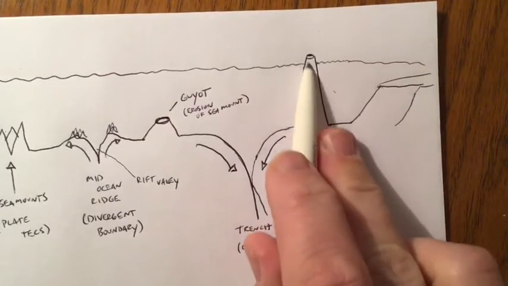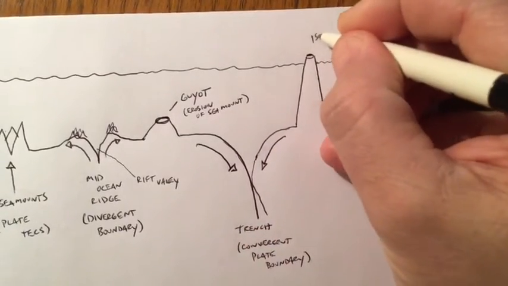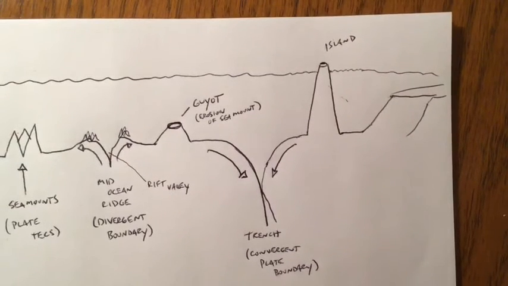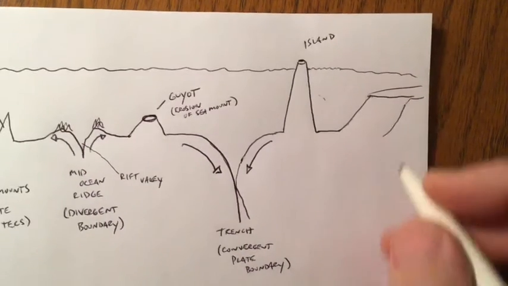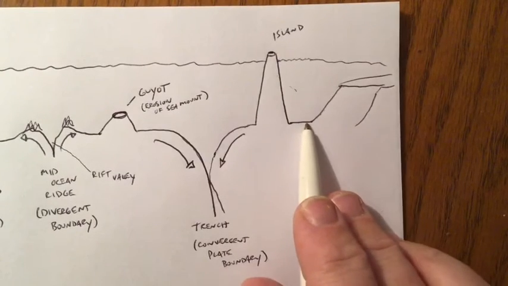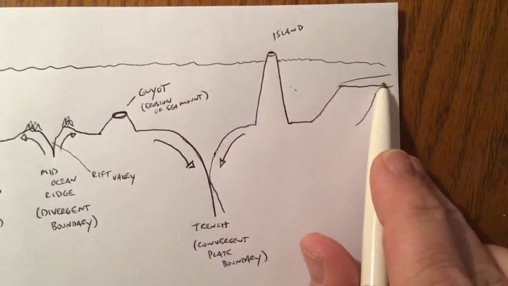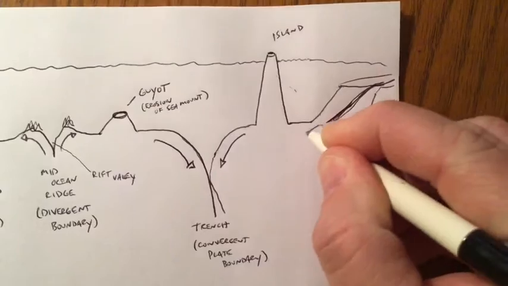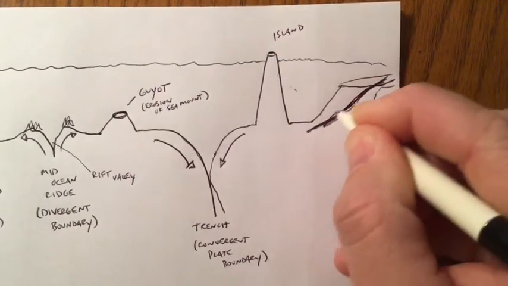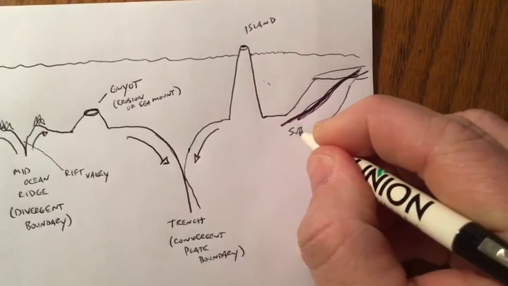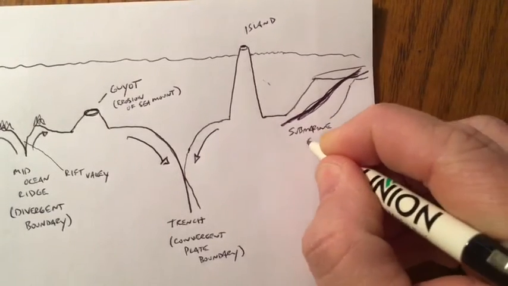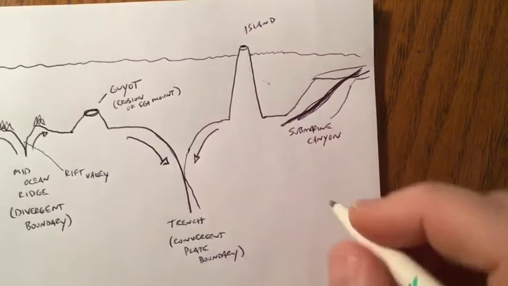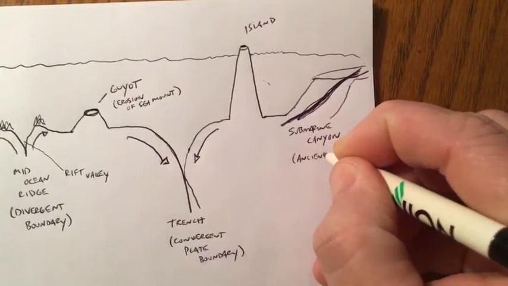This part that's reaching the surface, that would be called an island. Sometimes you might see island arc, sometimes you might see volcanic island, but if it's reaching the surface, it's an island. Then on the other side, you have a continental rise, continental slope, and continental shelf. Again, if there is a place where a river has cut through the continental margin, it's called a submarine canyon. And I like to say that's formed by an ancient river.